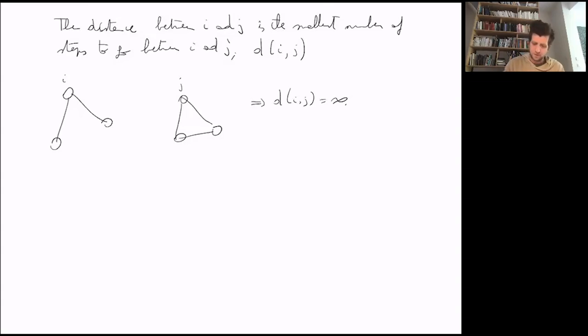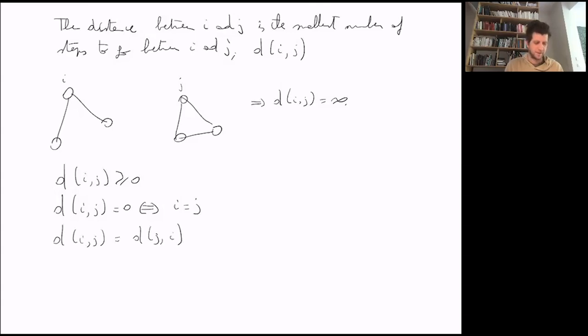So it's not too difficult to show that this distance is non-negative, with D of I, J a positive number. It satisfies the notion of coincidence in the sense that D of I, J is equal to zero if and only if I is equal to J. It has symmetry, at least for undirected networks: the distance from I to J is equal to the distance from J to I. And finally, it satisfies the triangular inequality. The distance from I to J is smaller or equal to the distance from I to L plus the distance from L to J. Okay?